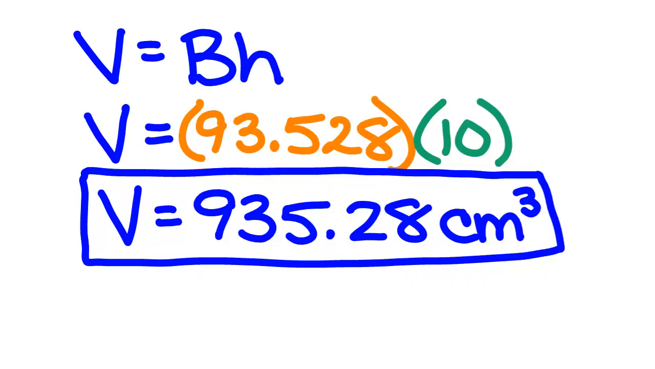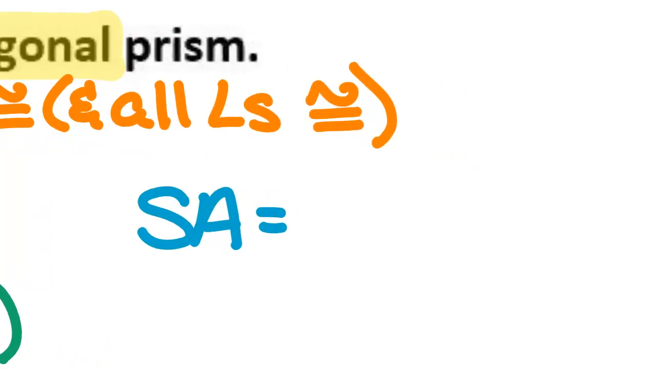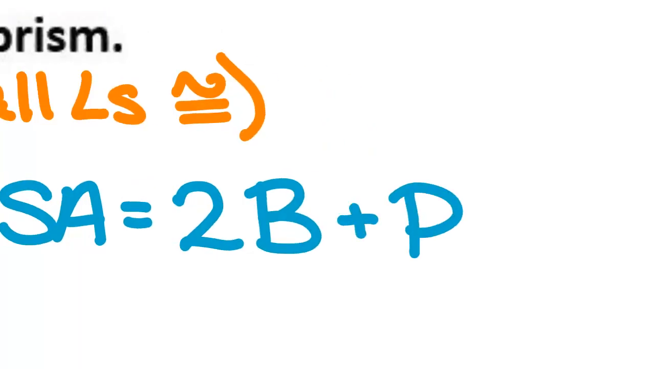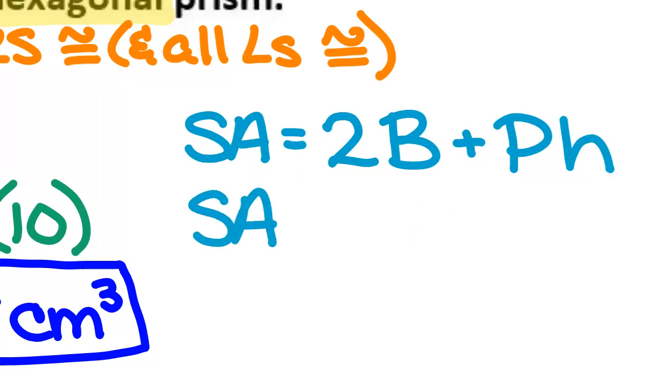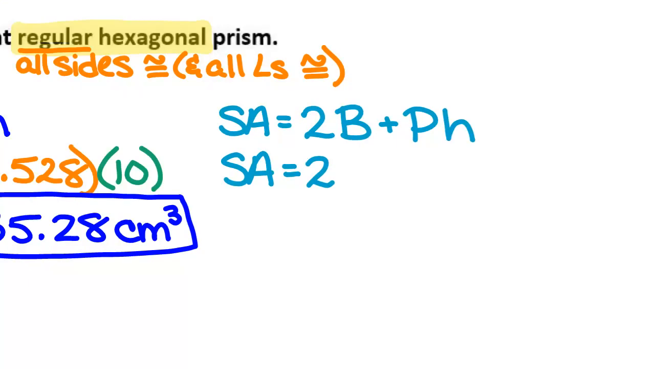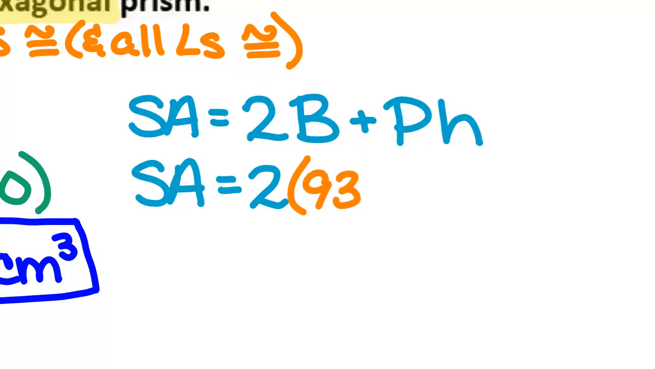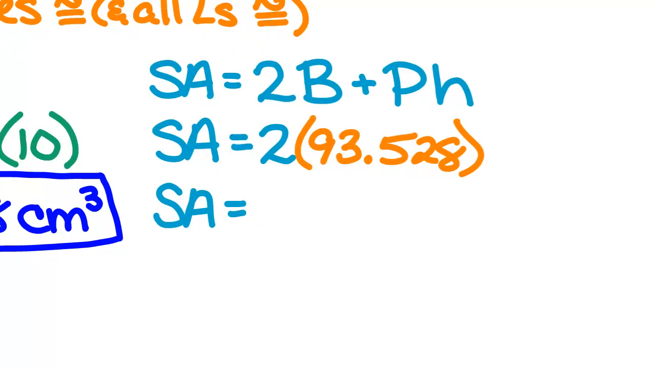All right. We have all the pieces that we need for surface area, so let's go ahead and find that. Surface area is 2 times the area of the base plus the perimeter of the base times the height of the prism. So we do 2 times, what was the area of our base again? 93.528. What is 2 times 93.528? 187.056.